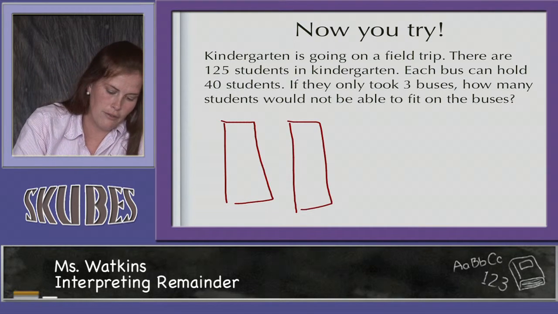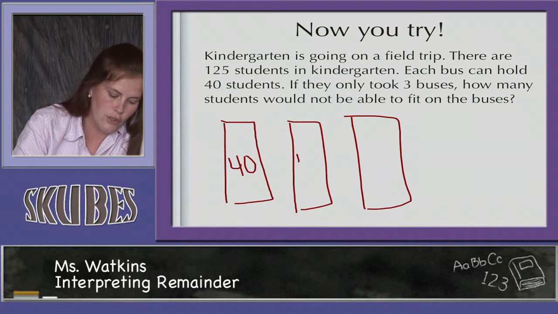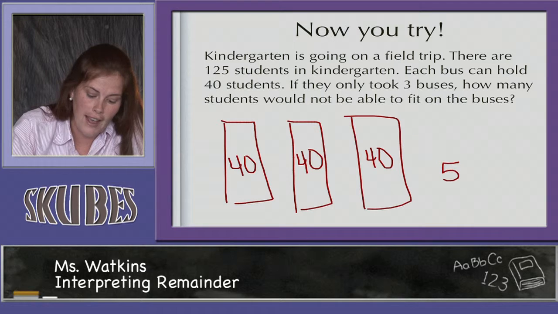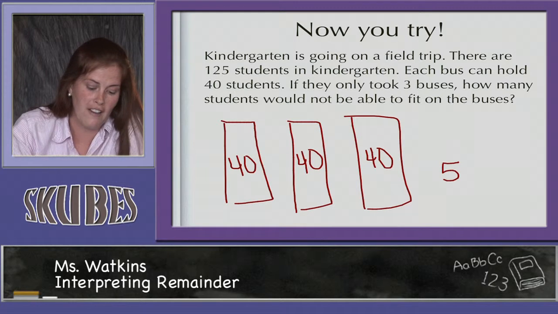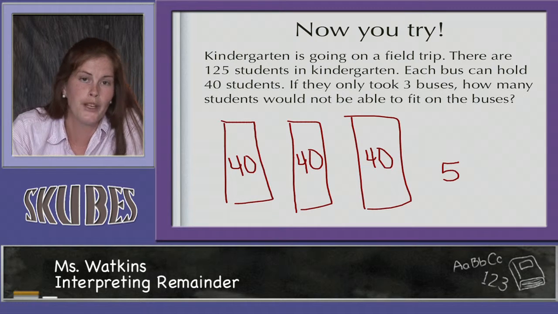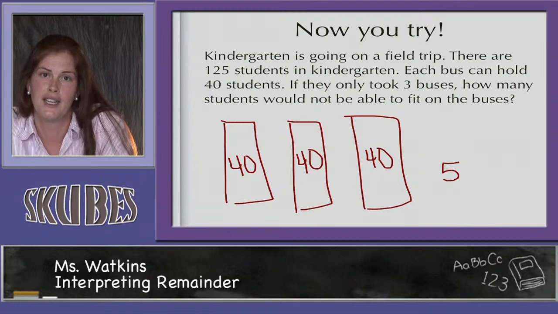Okay, so we're just looking at it from a different angle this time. We know we could fit 40 students on a bus. 40 plus 40 plus 40 equals 120. And so we had a remainder of 5. So there are 5 students who would not be able to fit on the buses. So in this problem, we are only using the remainder. This concludes our lesson on interpreting remainders.